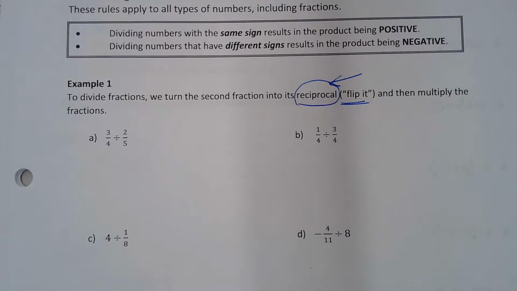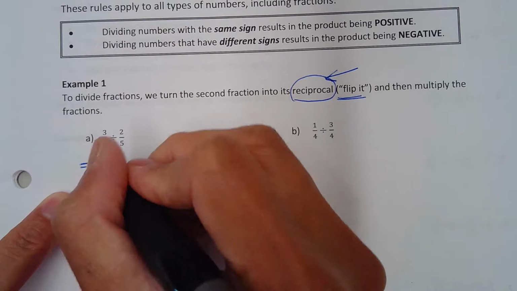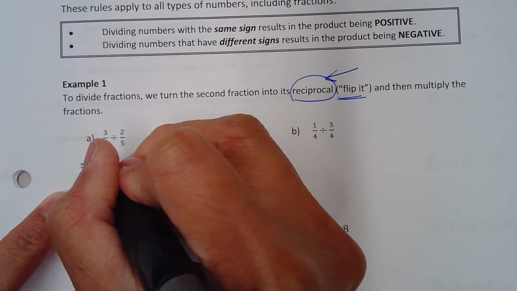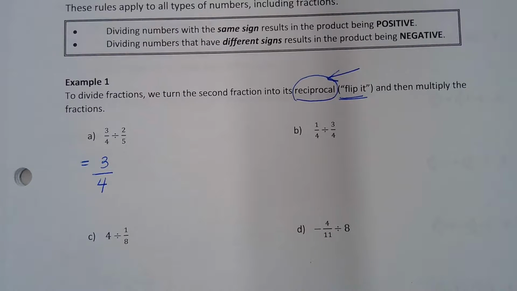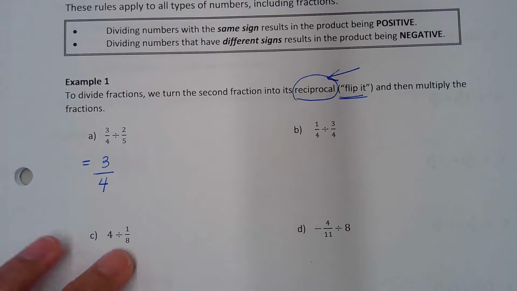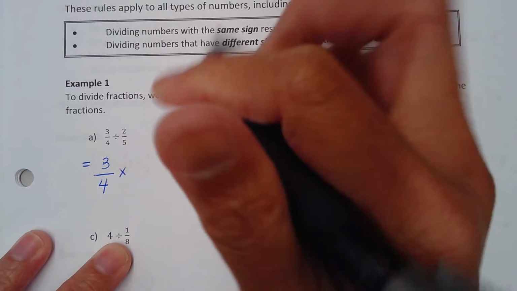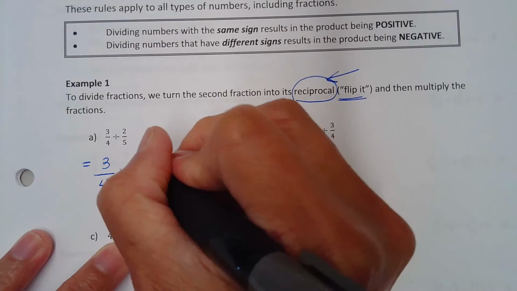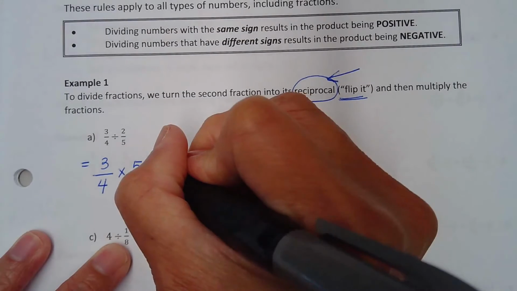So let's go ahead and try example 1a. It says here, 3/4 is divided into 2/5. So how do we do that? So 3/4. Okay, so write the first one exactly the same. And then we're gonna multiply by the reciprocal. Reciprocal would be 5 over 2. So what's that equal?